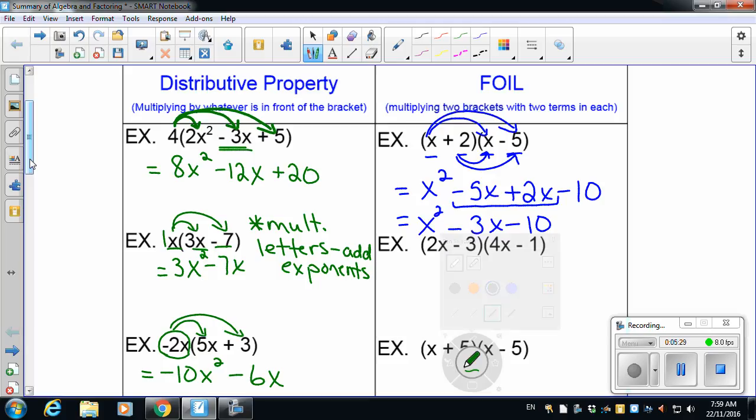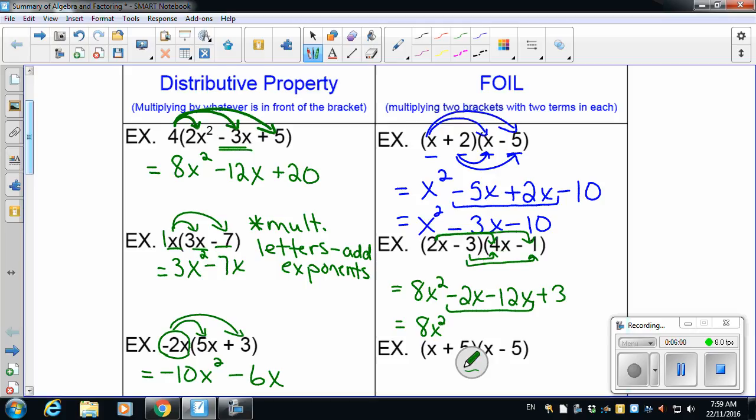So if I look at my next question, I'm going to multiply the first terms together. I'm going to multiply the outside terms together, the inside terms, and the last terms. And I do my multiplying like normal. So the first terms are 8x squared, the outside terms are negative 2x, the inside terms are minus 12x, and the last give us plus 3.